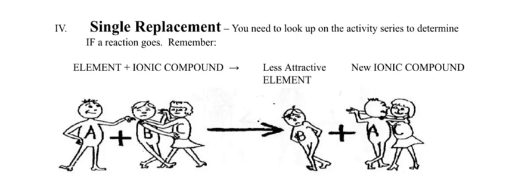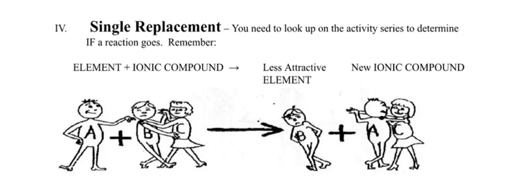So anyway, here's the single replacement, and this is where you have an element and an ionic compound. And I had told you earlier that there may be times when there's no reaction because in this case, the nonmetal or perhaps the metal is always going to end up with the one that is most active or most reactive. So you need a chart that is actually found on Google Classroom.